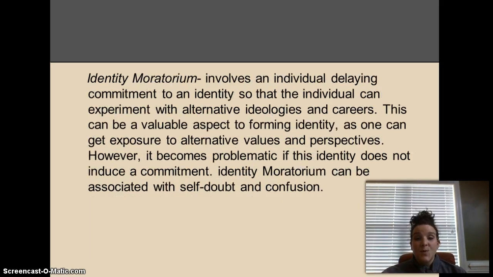An identity moratorium involves an individual delaying commitment to an identity so that the individual can experiment with alternative ideologies and careers. This can be a valuable aspect to forming your identity. However, you have to be committed to making a commitment. Identity moratorium can also be associated with self-doubt and confusion. You just don't really know what you want to be, and so you kind of keep leaping from one path to the other without making a firm decision about who you are.